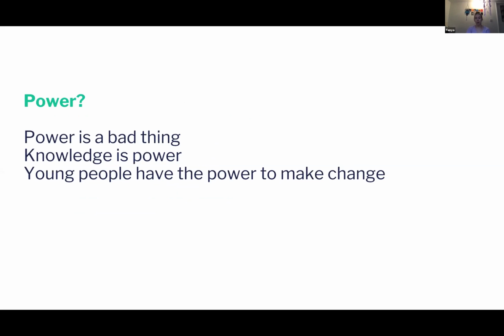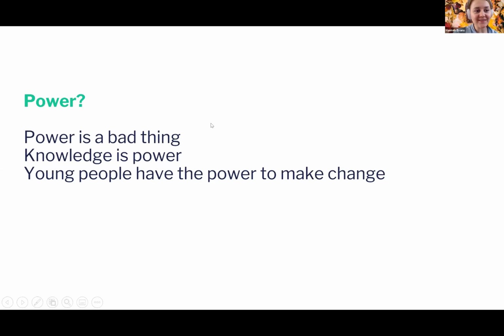So do you think that power is a bad thing? Do you think that knowledge is power? And do you think that young people have the power to make change? If you want, you can drop an answer in your comment box, or you can rank from 0 to 5, 0 being you strongly disagree with the statement and 5 being you strongly agree with the statement. So I'll give you guys like 30 seconds if anybody wants to answer in the comment section.